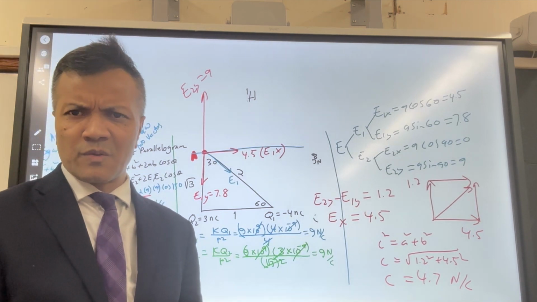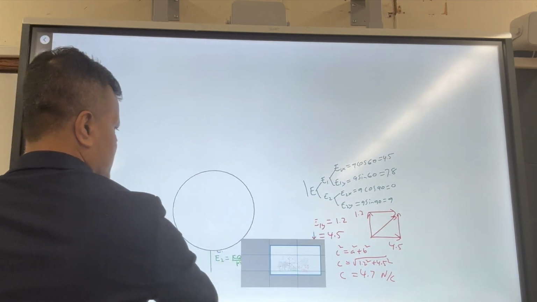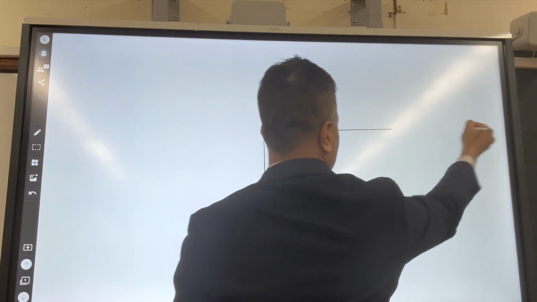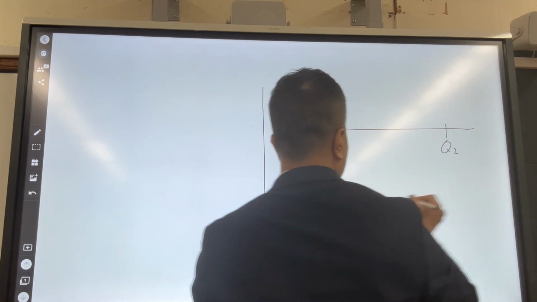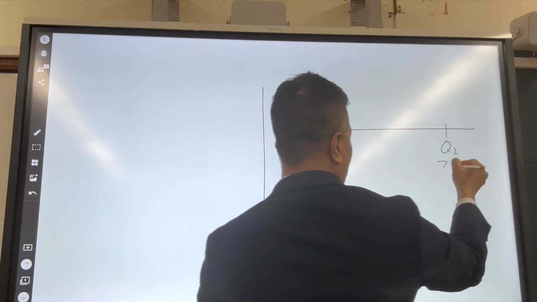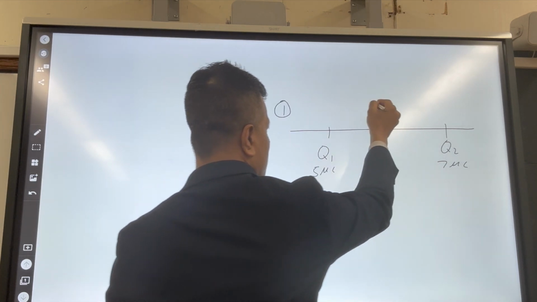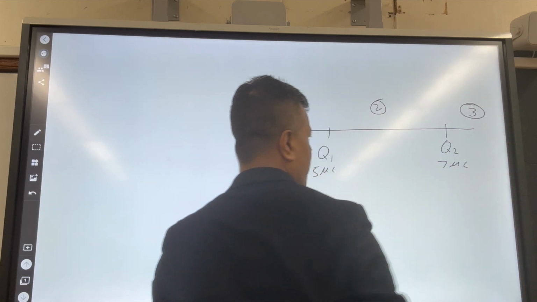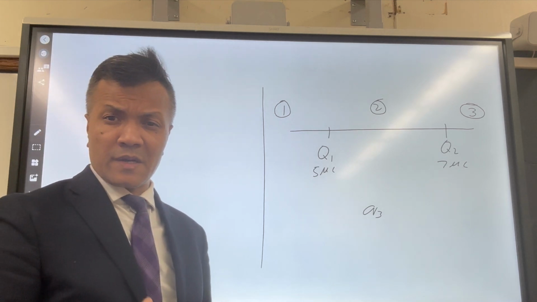You are responsible for, oh, one more thing. You are responsible for tomorrow. And that is, let's say this. Okay, cut the board in half. Let's say this is Q1, this is Q2. Let's say this is 5 microcoulomb, this is 7 microcoulomb. Alright. Let's say this is region 1, this is region 2, this is region 3. At what region will Q3 experience equilibrium?